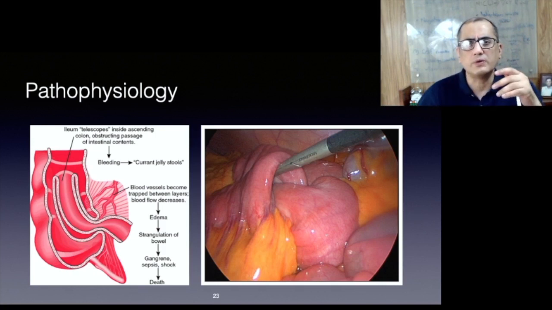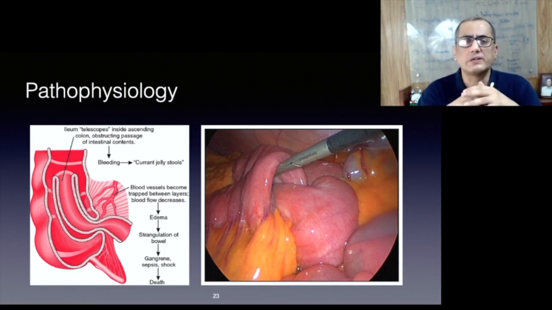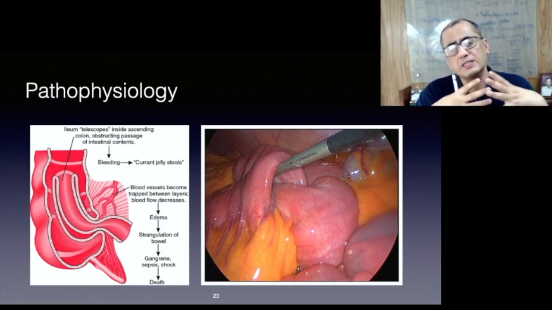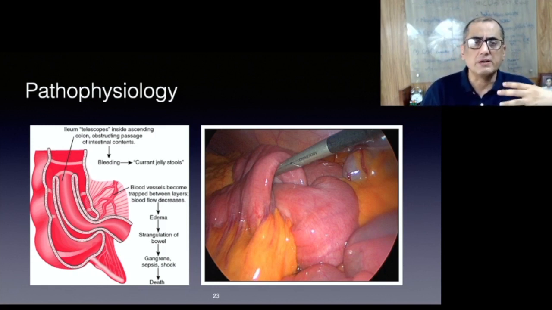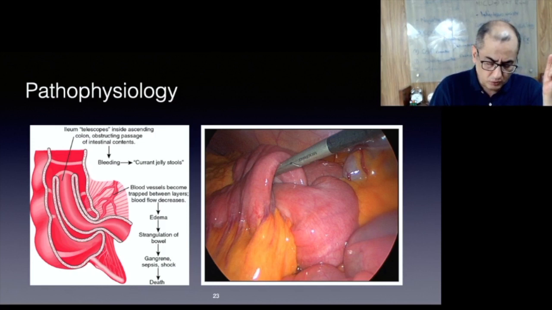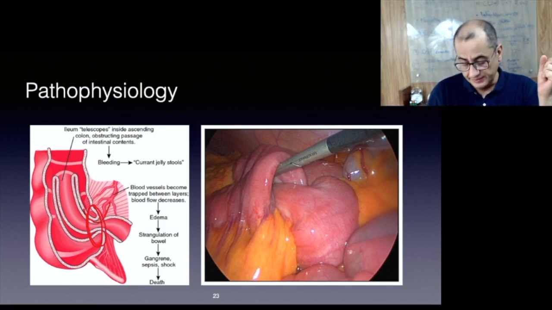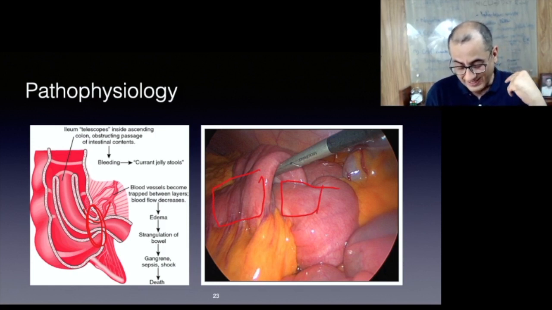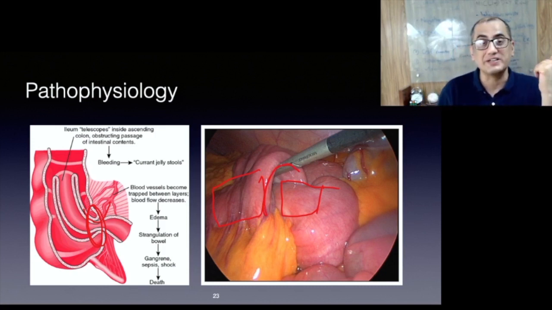Now, once the bowel telescopes, the blood vessels are trapped between the layers with a decrease in the blood flow. The ischemia results in edema, which further decreases the blood flow. So the blood flow is basically compromised here at the neck. Here you can see the intussusceptum and the intussuscipiens, and this is the neck. So this is a rather wide neck in this patient.